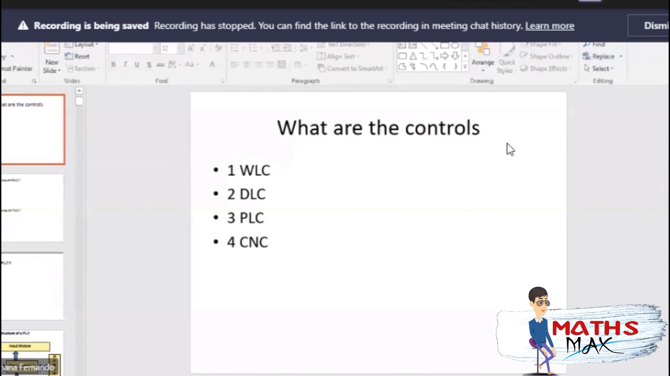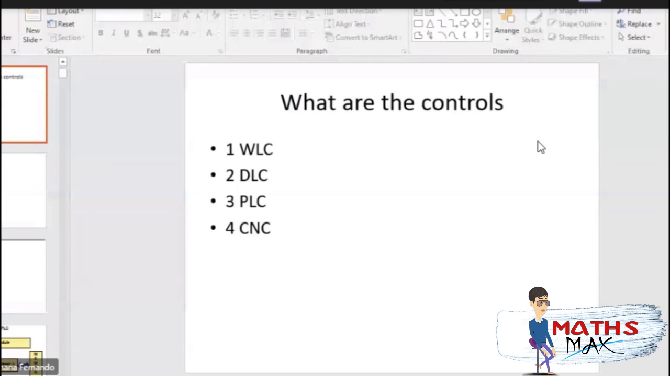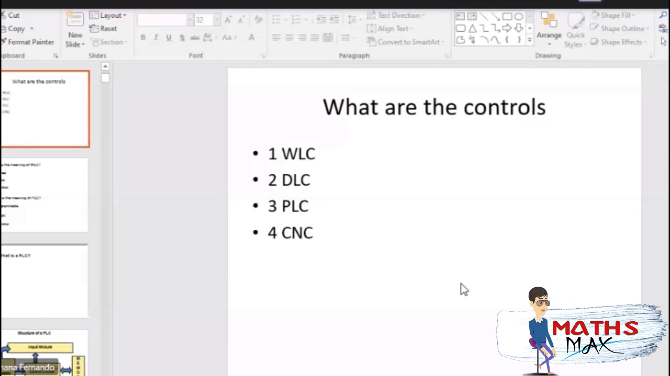So in the early days, we obtained logic via hardware. Nowadays, we are talking about software, right? We call it softwaring. So when you move to softwaring, there are control systems, right? We can say WLC is a hardware wiring system.